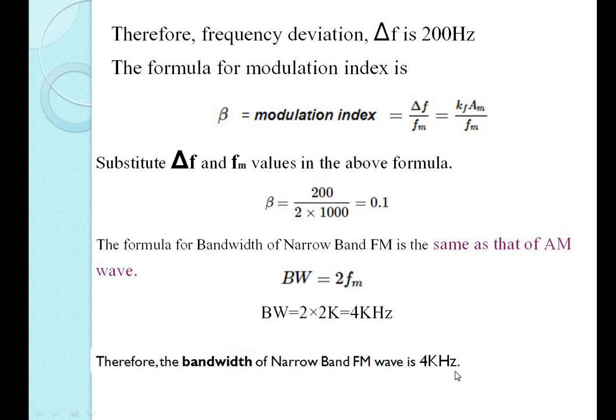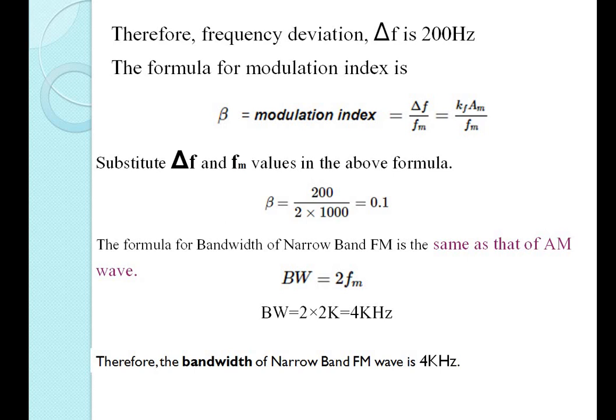and the bandwidth required for the narrow band frequency modulation is 4 kilohertz. Initially we don't know whether the frequency modulation is wide band or narrow band, but we got the beta value less than 1, so it is called narrow band frequency modulation. In case we got the beta value greater than 1, then it will be wide band frequency modulation.